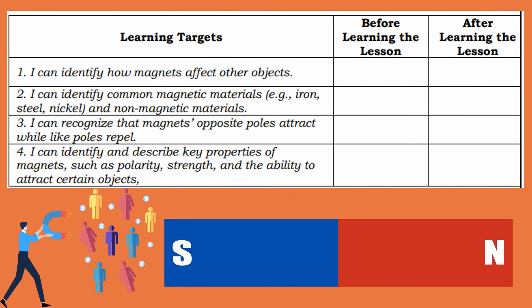Here are the learning targets. First, I can identify how magnets affect other objects. Second, I can identify common magnetic materials. Example, iron, steel, nickel, and non-magnetic materials. Third, I can recognize that magnets' opposite poles attract while like poles repel. And fourth, I can identify and describe key properties of magnets such as polarity, strength, and the ability to attract certain objects.